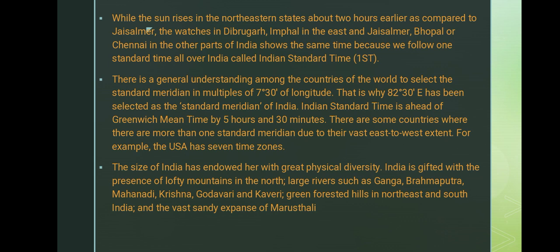The size of India endows her with great physical diversity. India is gifted with lofty mountains in the north, large rivers such as Ganga, Brahmaputra, Mahanadi, Krishna, Godavari, and Kaveri, green forested hills in northeast and south India, and the vast sandy expanse of Marustali. India is in second position in terms of agrarian land after USA. Agrarian land means the culturable or agriculturable land.